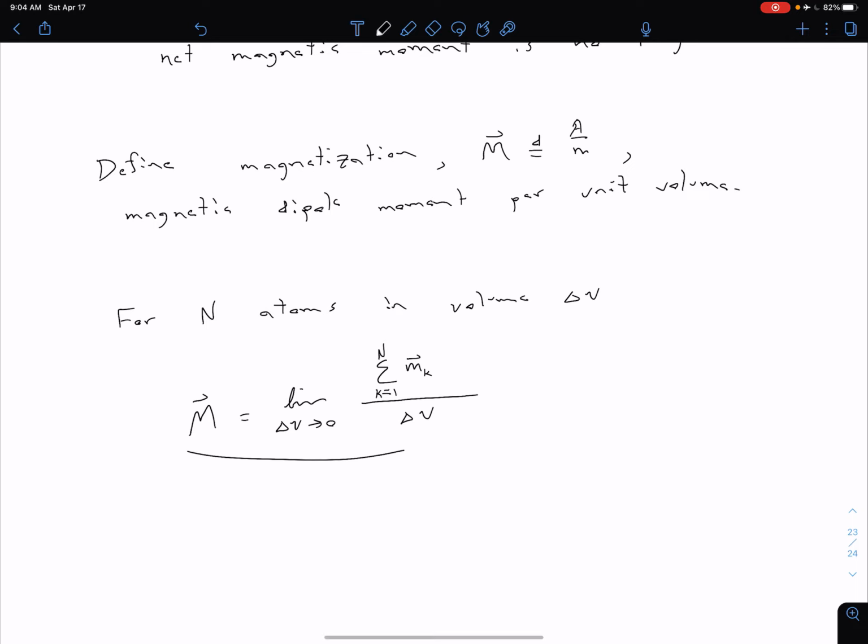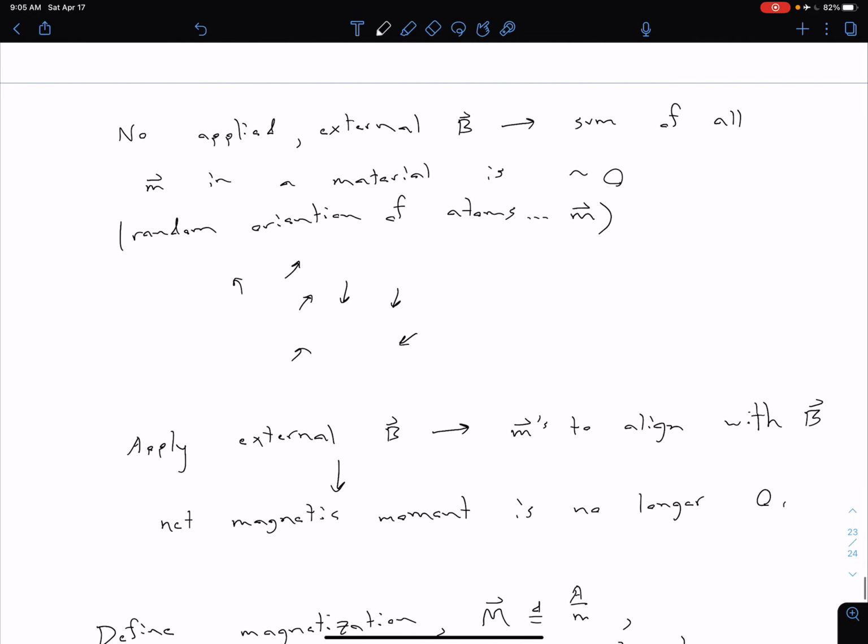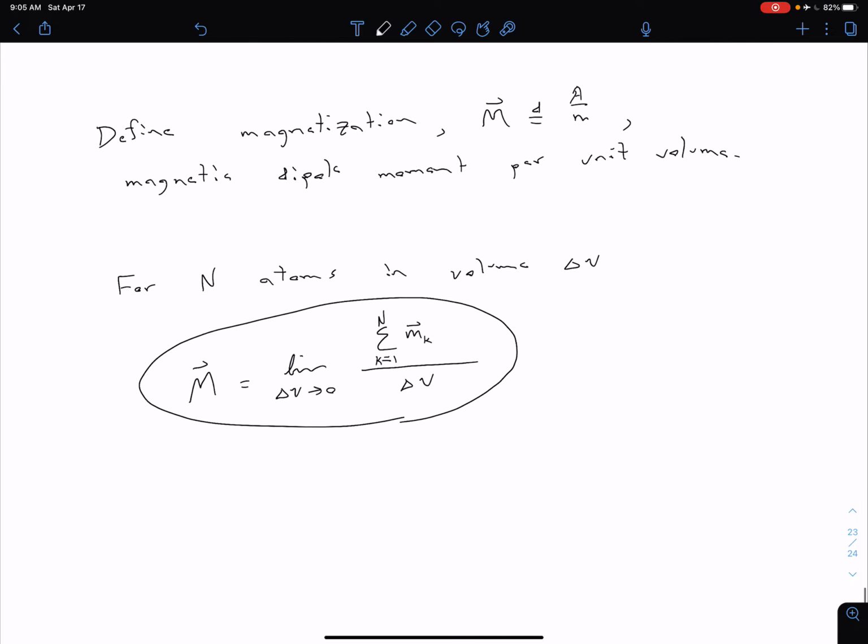And so what we notice is that if our m is not equal to 0 everywhere, then our material is going to be magnetized. If this sum is equal to 0, then we're back to this case of no external field, and we see that we have this random orientation such that everything is approximately canceling out.